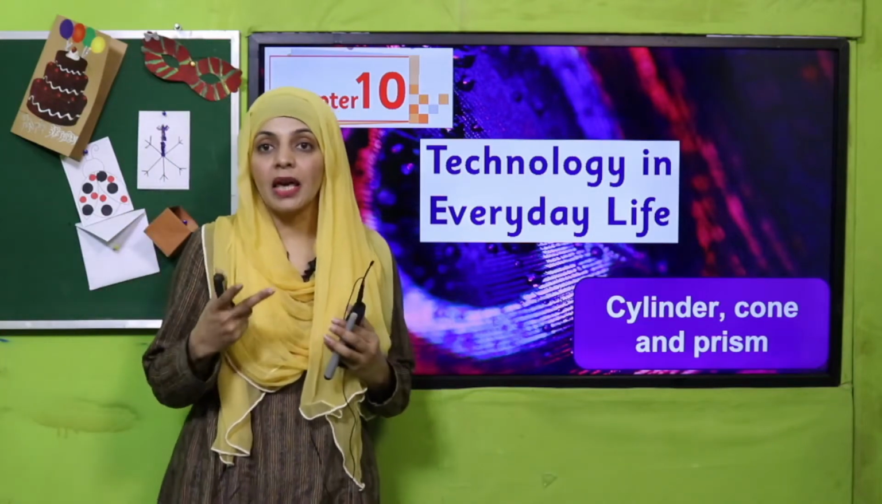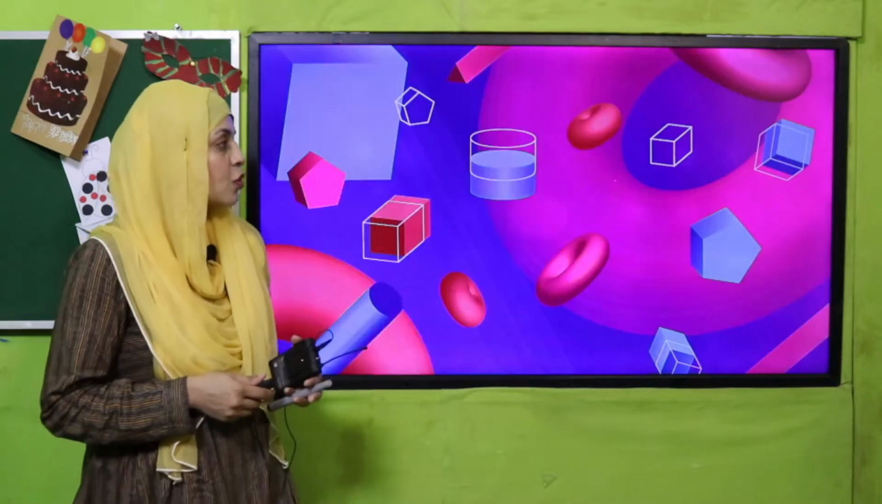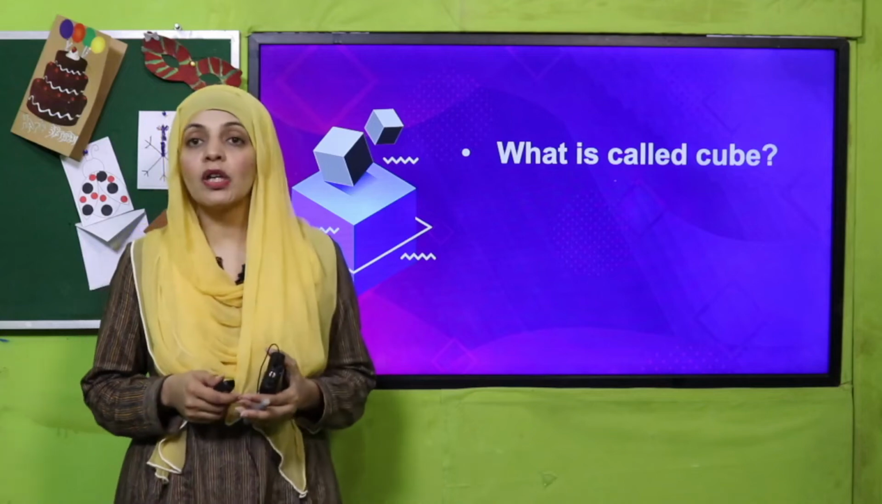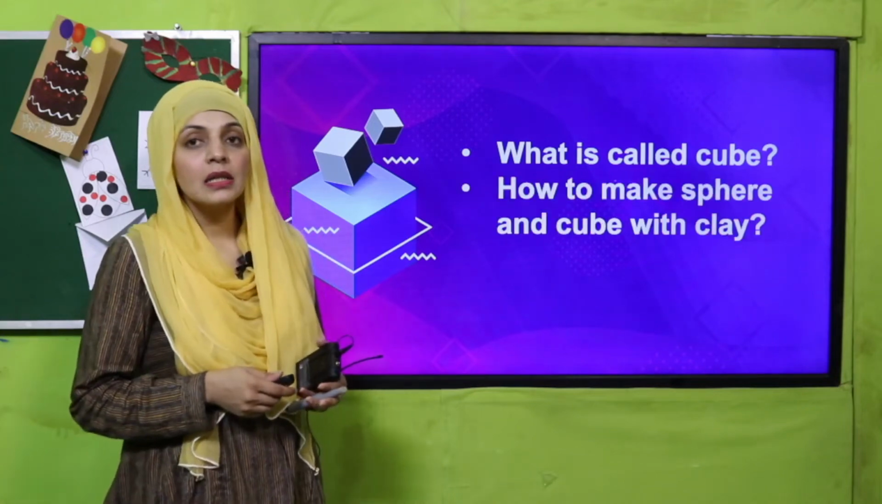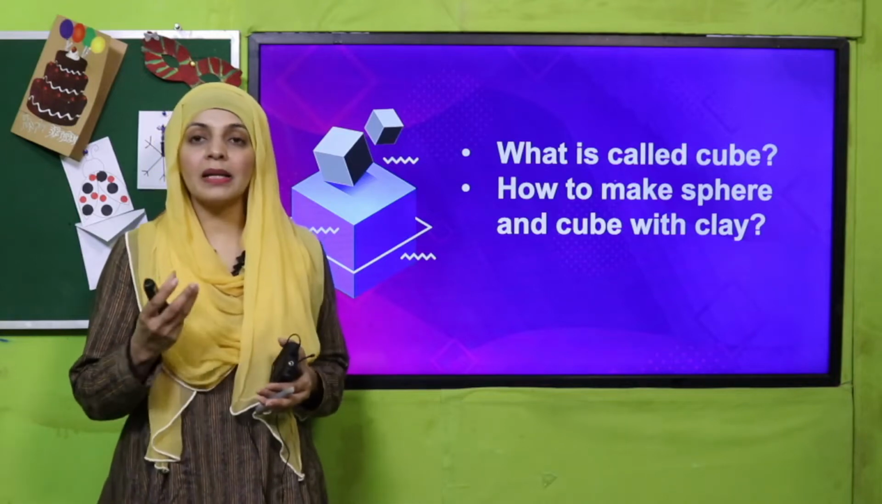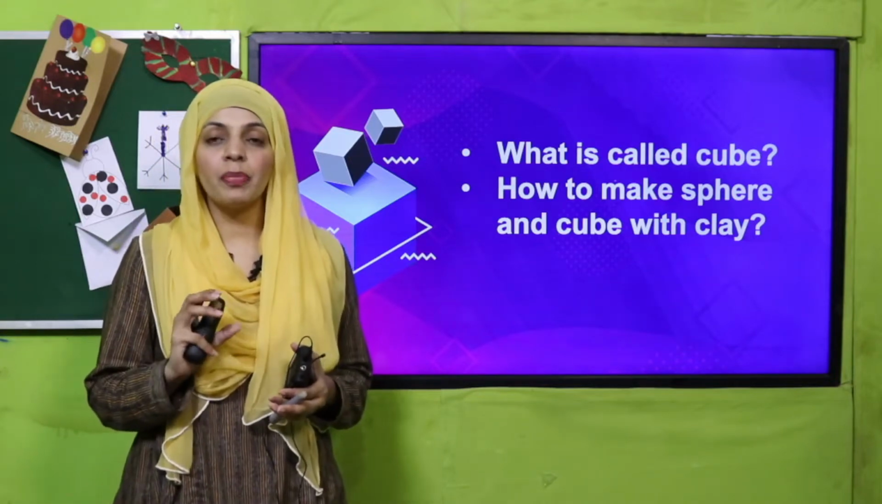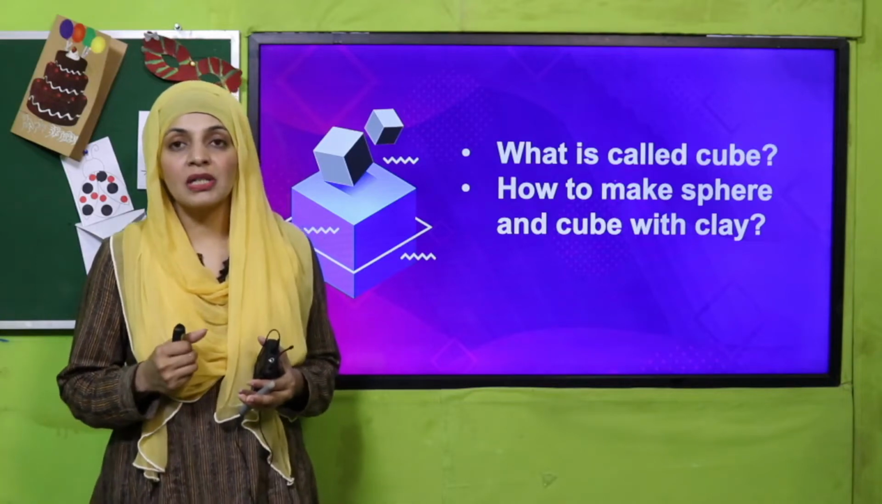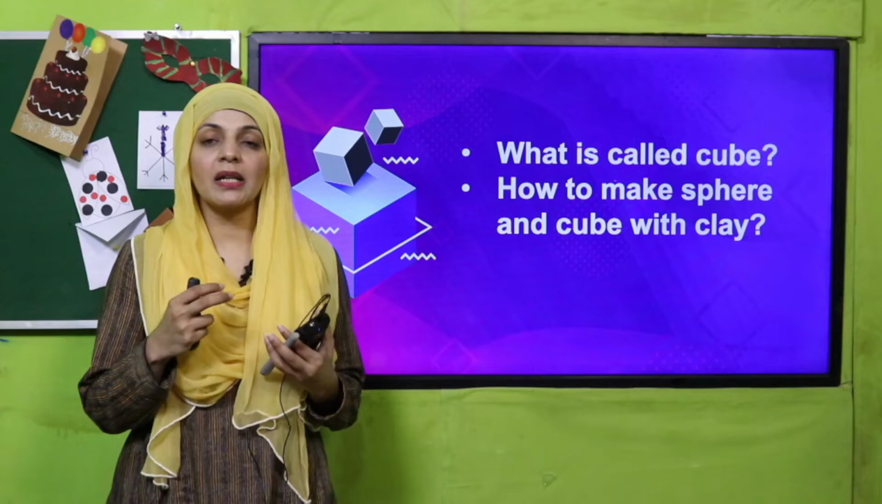What did we learn in the previous lecture? Let's quickly recap it. So my dear students, quickly answer the question: what is called a cube? A cube is a 3D square. Very good. So how to make a square and cube with clay? By taking out a chunk or a piece of Play-Doh, you can roll it in your hands and you can smooth its creases by shaping it into a sphere.